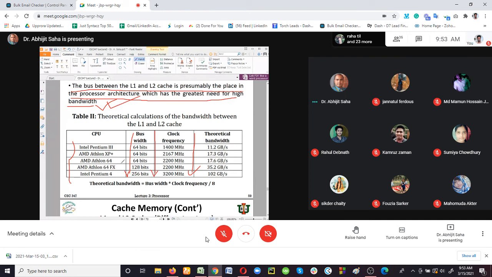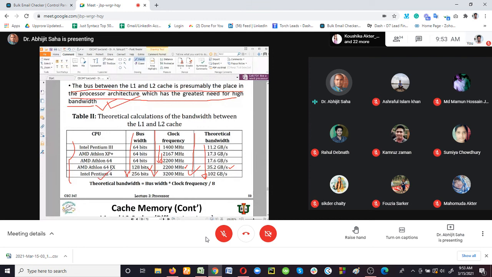So you can see here the bus width for the first three processors is 64-bit, but look, the clock frequencies are different. For the AMD Athlon XP Plus and AMD Athlon X64, you can see their bus clock frequency has been improved significantly. While for the Pentium 3 the clock frequency is less, the theoretical bandwidth also increases from top to bottom. You can see the Athlon XP 64FX, the next version: the clock frequency is the same, but they have increased the bus width, and therefore the theoretical bandwidth also improved.